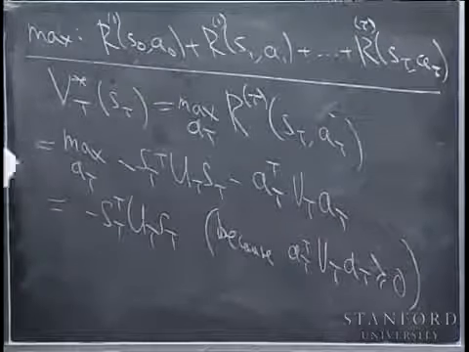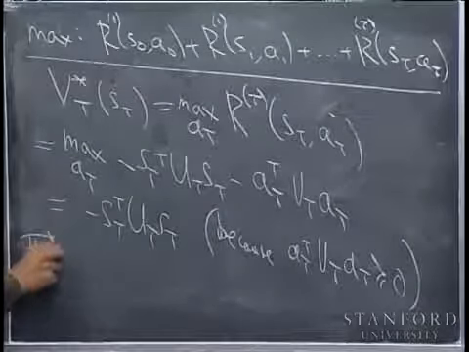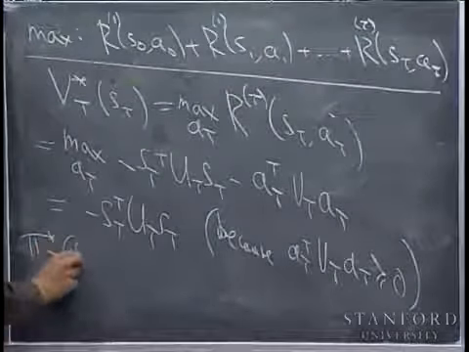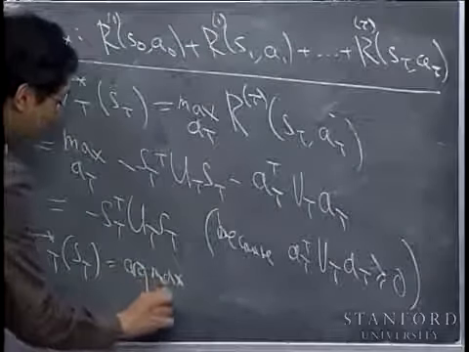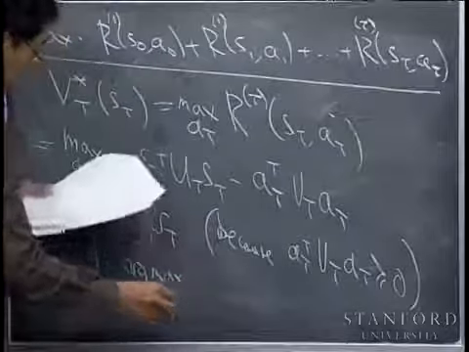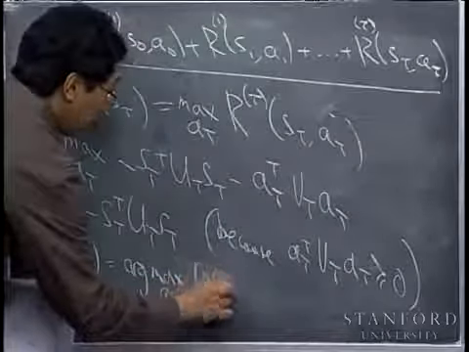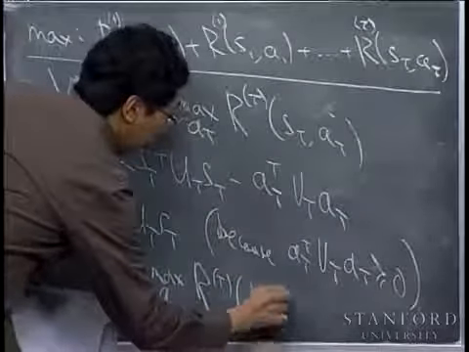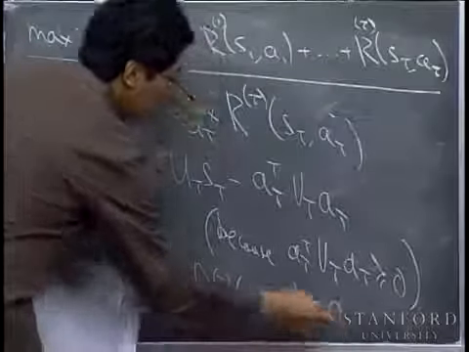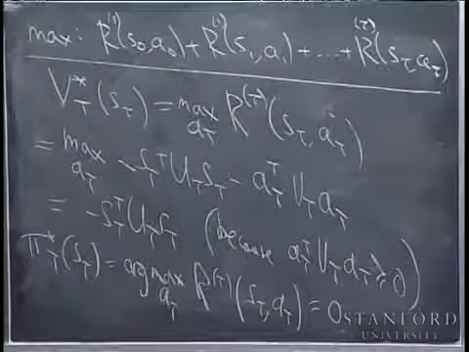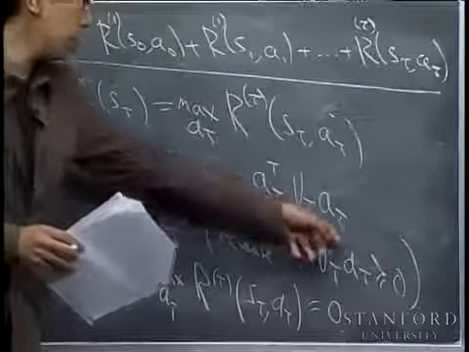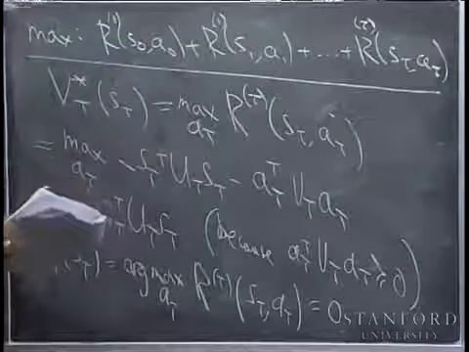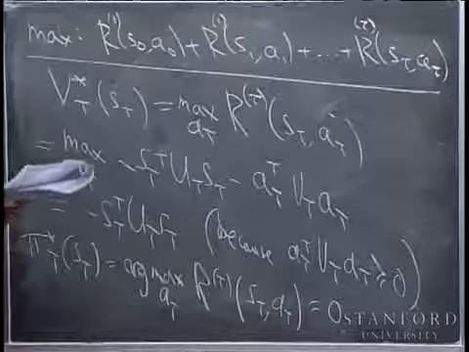And so pi star subscript T of s_T is equal to the argmax over actions of that same thing. It's just 0. By choosing the 0 action, a_T transpose V_T a_T becomes 0, and that's how this reward is maximized.